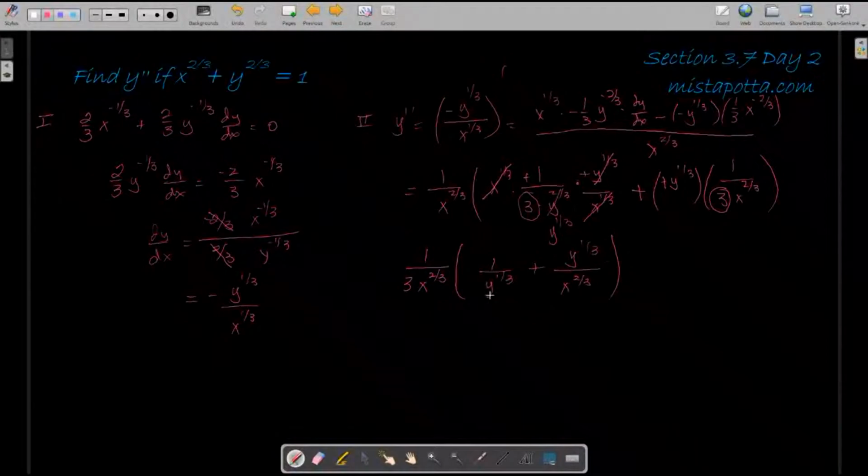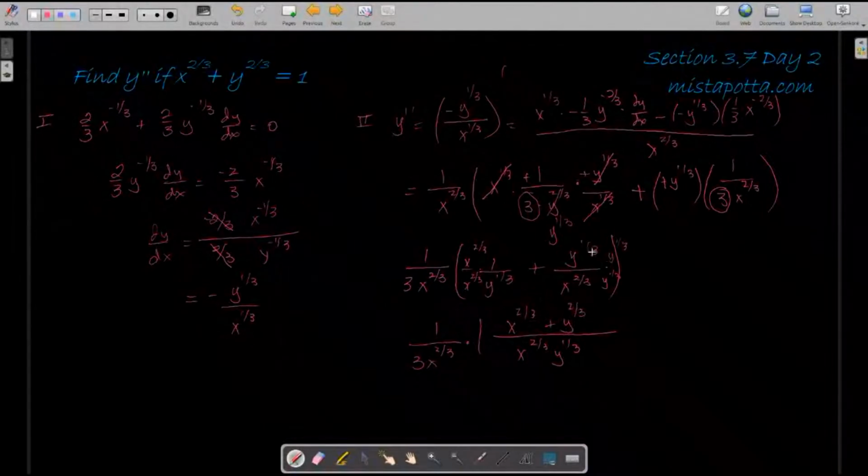And when I get a common denominator, I'm going to be able to do even more. My common denominator would be y to the 1/3 times x to the 2/3. This is missing the x to the 2/3. And this is missing the y to the 1/3. So I'm going to have 1 over 3x to the 2/3 times, and over here with this common denominator of x to the 2/3, y to the 1/3, I'm going to have x to the 2/3 plus y to the 1/3 plus 1/3 makes 2/3. And so I've got this nice closed formula, but I do have one more trick up my sleeve.